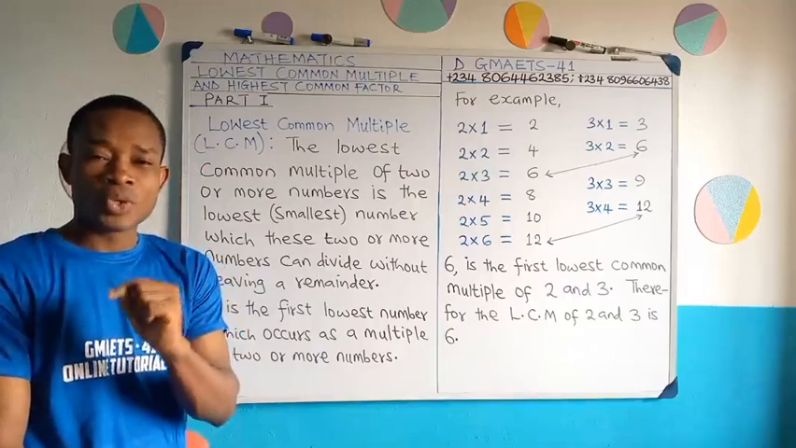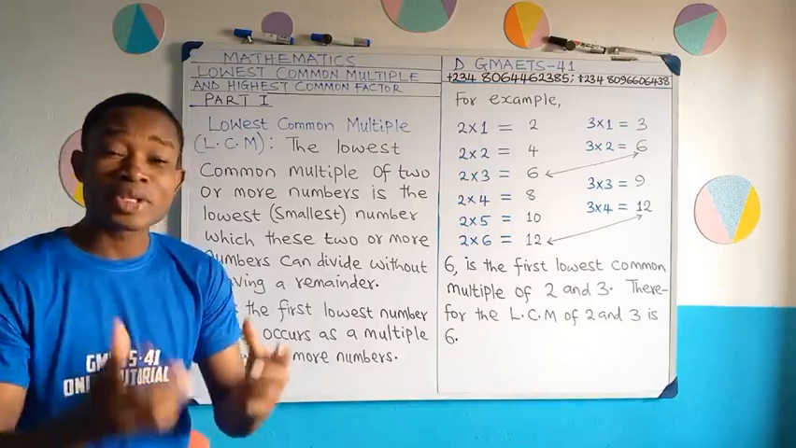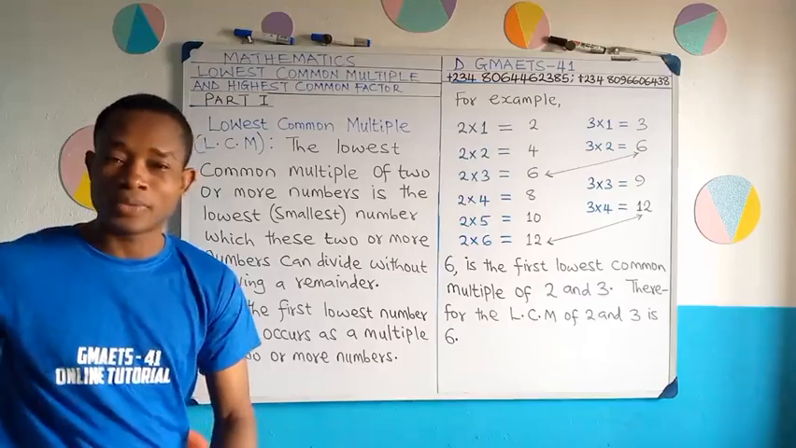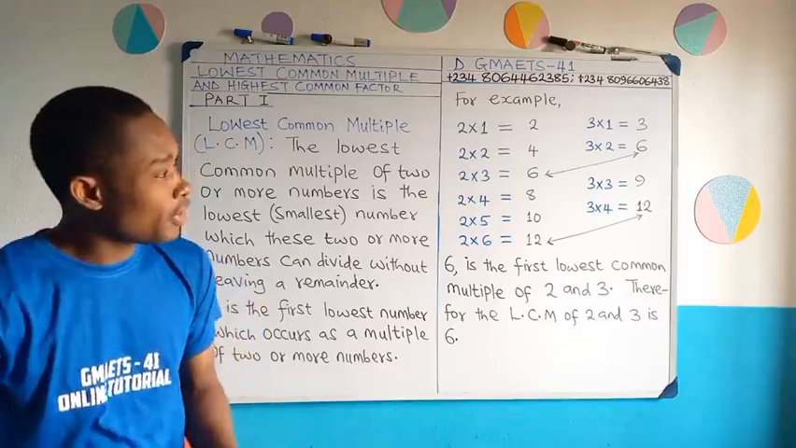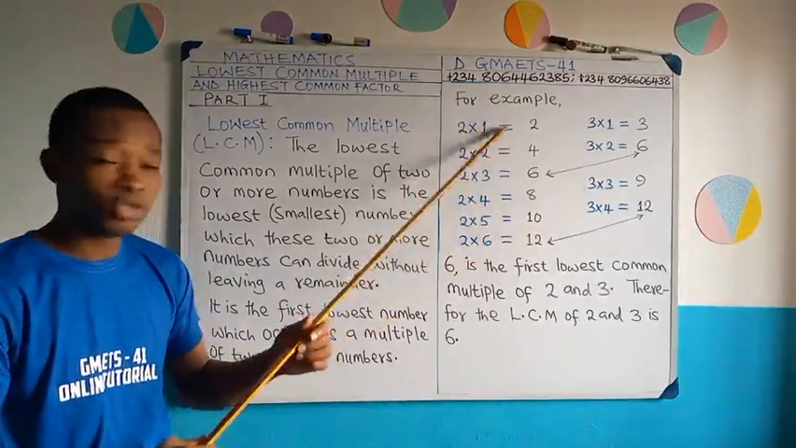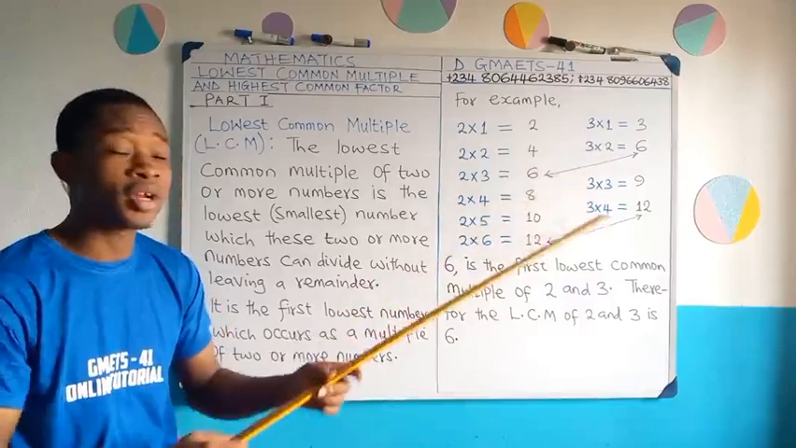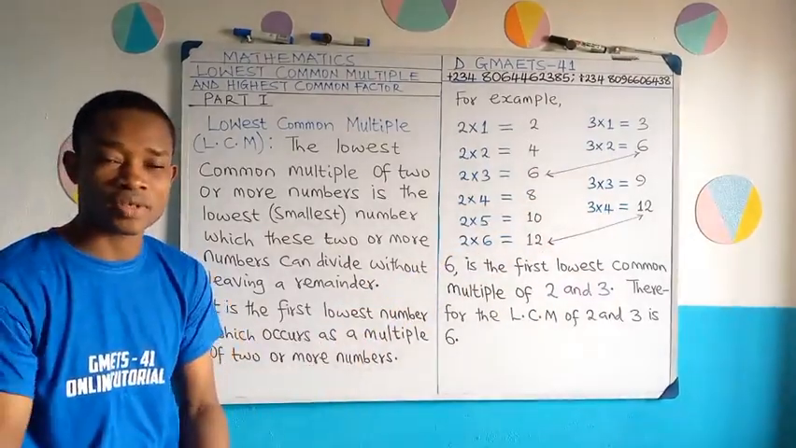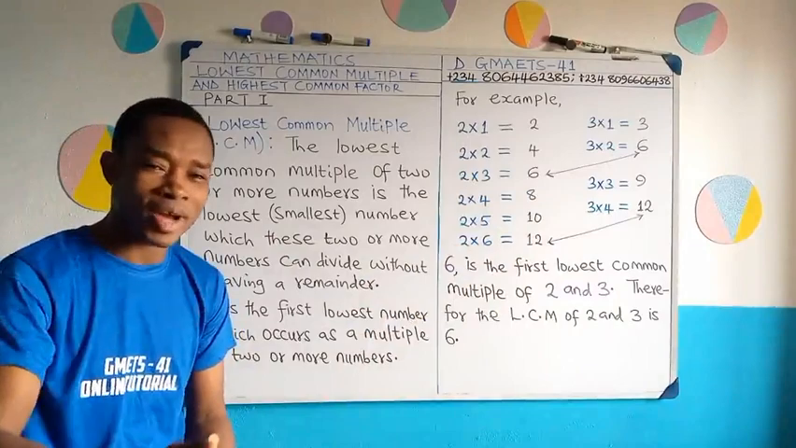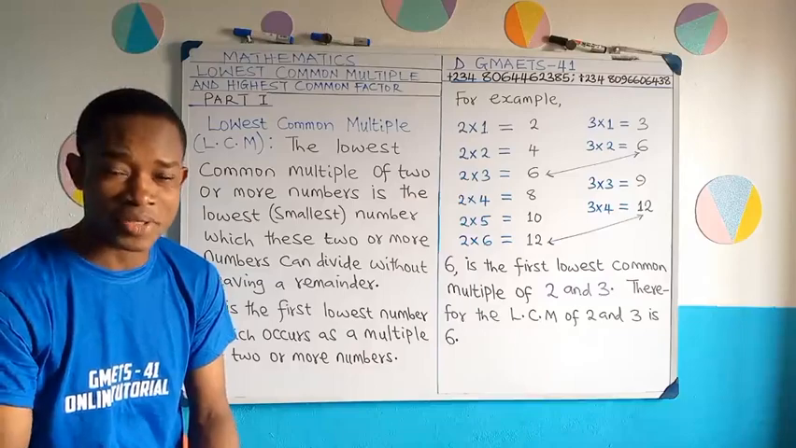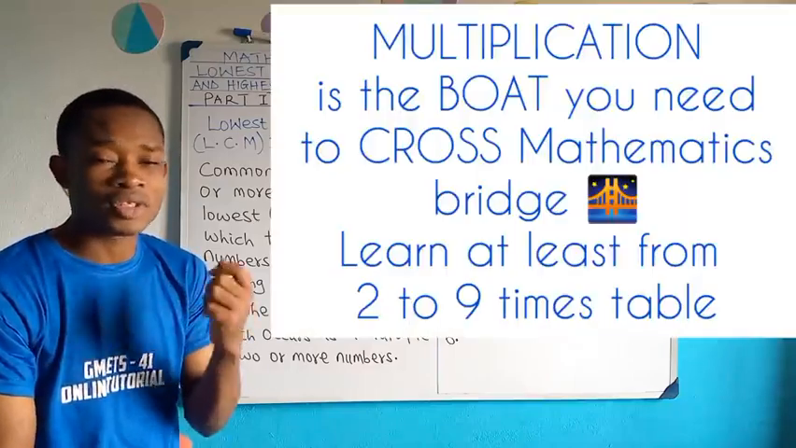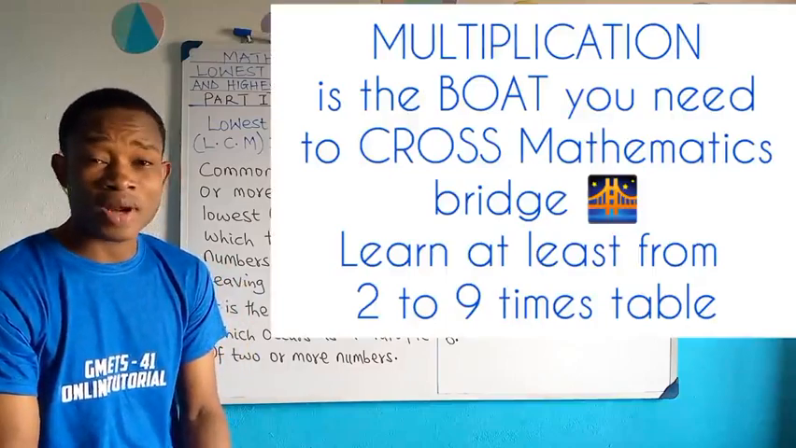I have this example quickly on the board that I'm going to use in explaining to you better the idea of lowest common multiple. On the board here, we have this multiplication table of 2 times and this one of 3 times, just a little extract. You know, the GMAT 41 has always told you about how important your multiplication is.